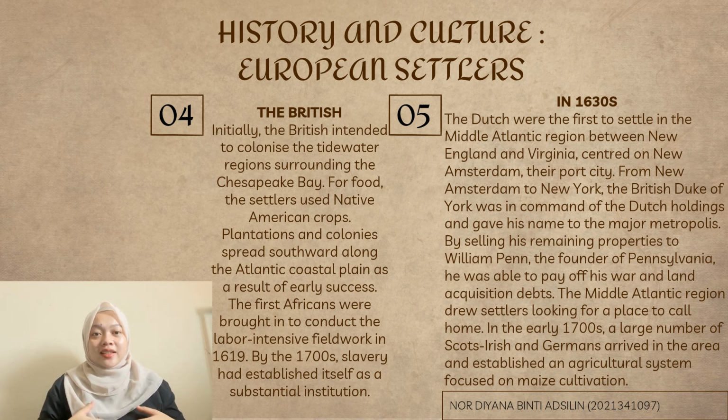Next is the Dutch. In 1630, the Dutch were the first to settle in the Middle Atlantic region between New England and Virginia, centered on New Amsterdam, their port city. From New Amsterdam to New York, the British Duke of York was in command of the Dutch holdings and gave his name to the major metropolis. By selling his remaining properties to William Penn, the founder of Pennsylvania, he was able to pay off his war and land acquisition debts. The Middle Atlantic region drew settlers looking for a place to call home. In the early 1700s, a large number of Scots, Irish, and Germans arrived in the area and established an agriculture system focused on maize cultivation.